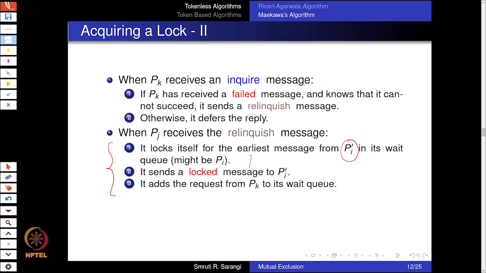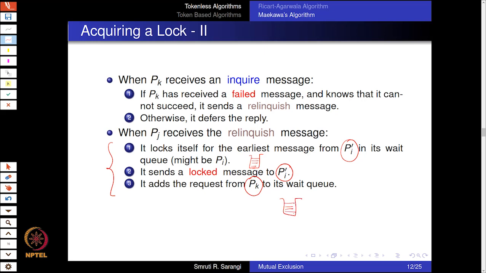So what it does is it takes a look at its wait queue. In the wait queue there are a bunch of requests including the one from PI. It locks itself for the earliest message from process PI dash, which could be PI. So it changes its status. It basically means if the student tells me on the phone that the student is okay with me hanging up, I just hang up and talk to the head of the department. Furthermore, it sends a locked message to PI dash telling it that, look, I have locked myself for you. And it adds the request from PK, the one it just ditched, into its wait queue.